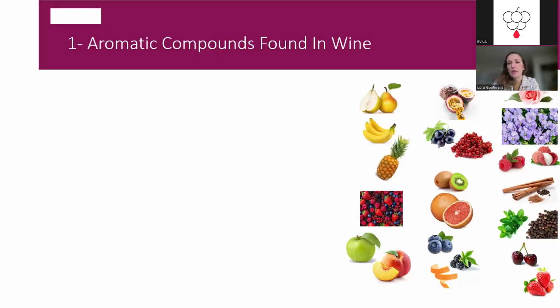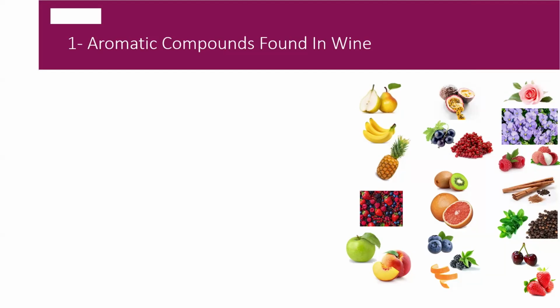So wine is a very complex matrix. It contains over 1,000 volatile compounds, and these volatile compounds can react with each other to create even more mouthfeel and different aromas. There are three main families of aromas.